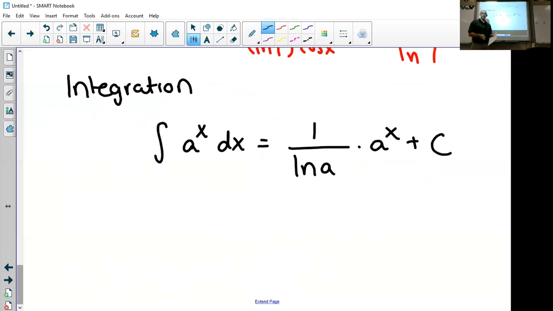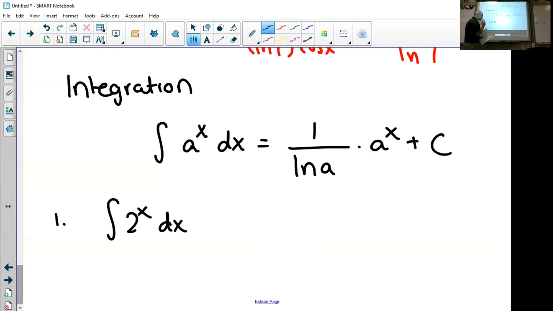So whereas the derivative is natural log of a times a to the x, integration is 1 over natural log of a times a to the x. All right, so that's really the only one. We don't have an antiderivative for log base a. Okay, we do end up using u substitution once in a while on this. So let's take a look at 2 examples here. So our first one, let's do the integral of 2 to the x dx.